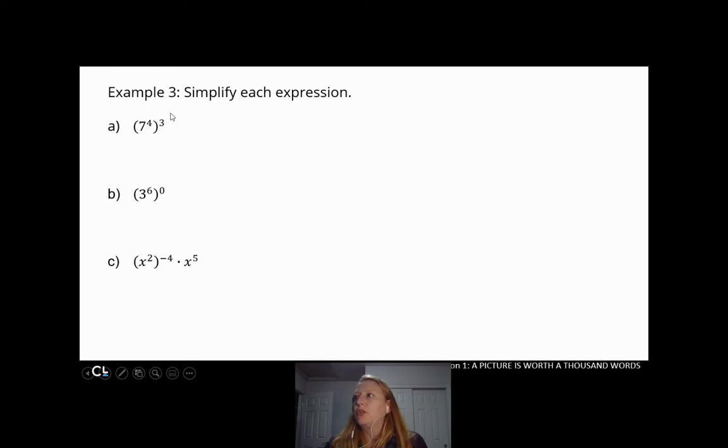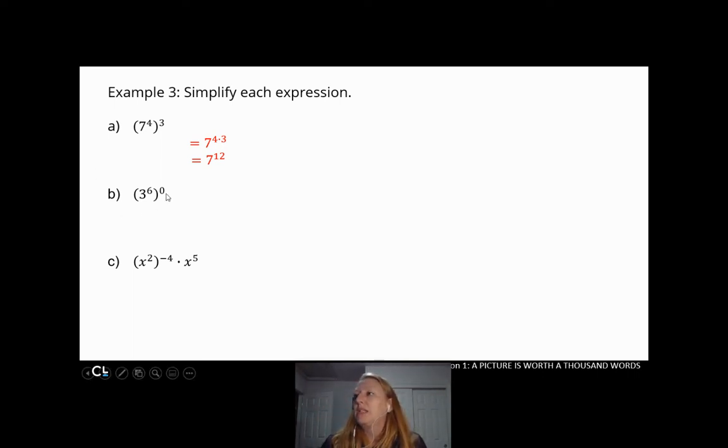So the first one's pretty straightforward. 7 to the 4th power raised to the 3rd power. No big deal, no big deal. That means it's going to be 7 to the 4 times 3 power, and 4 times 3 is 12, so 7 to the 12th power. And again, if I wanted to, I could grab a calculator. I could figure out what that is. It's going to be really, really big, though, so I don't want to mess with it.